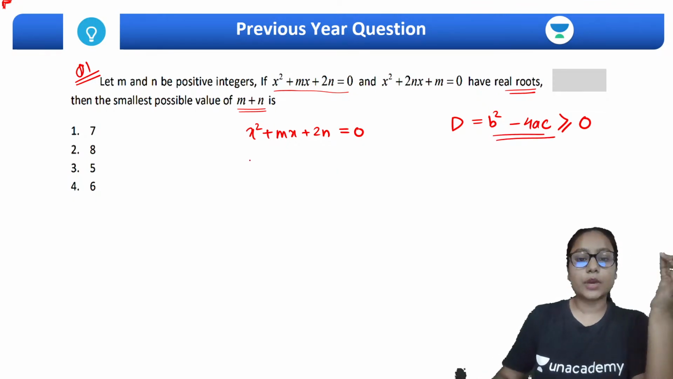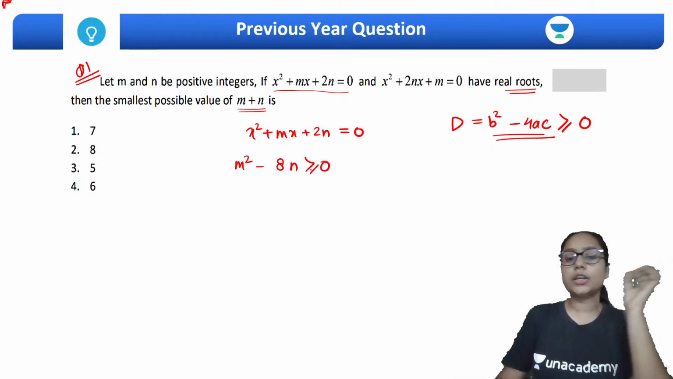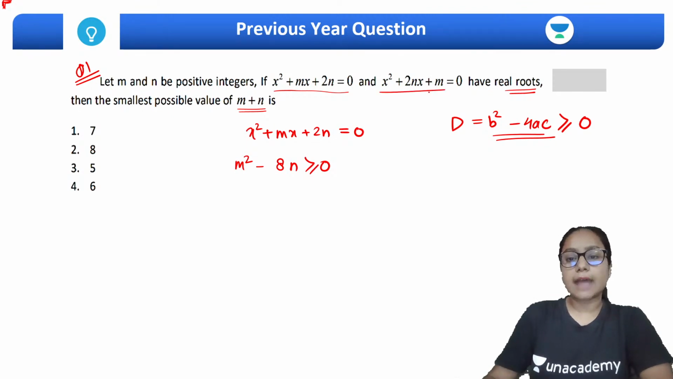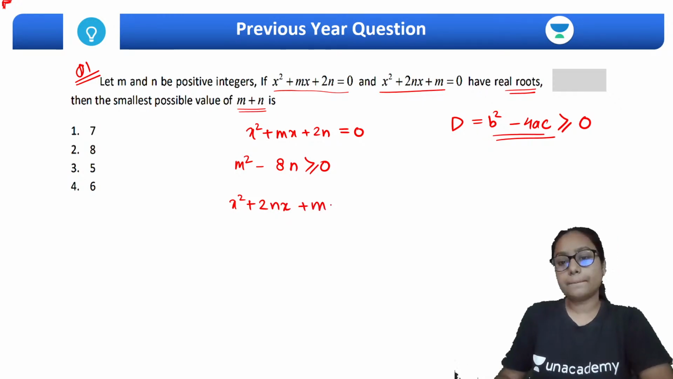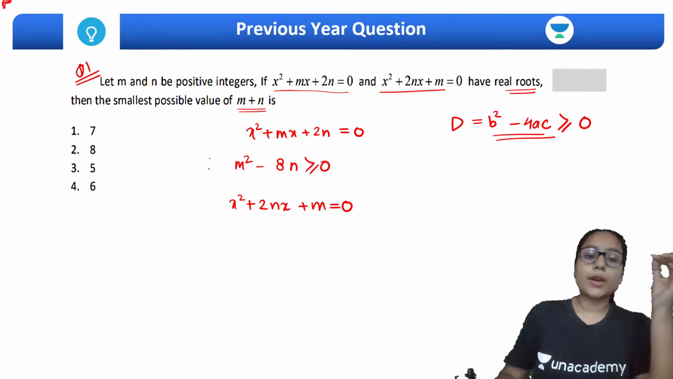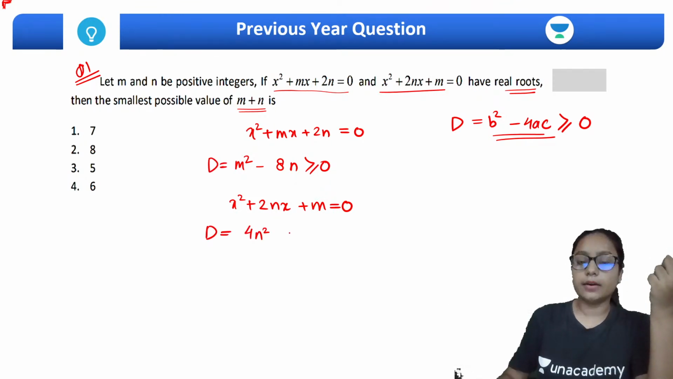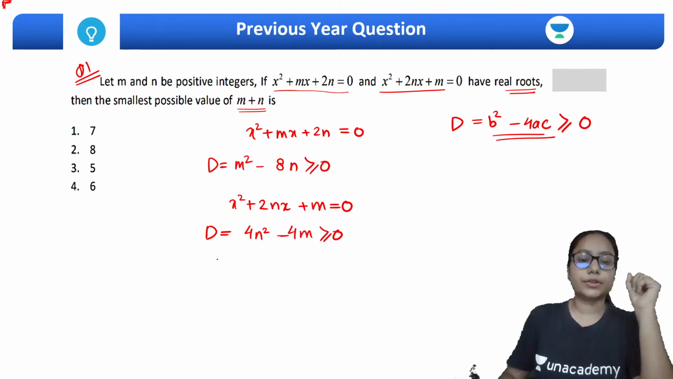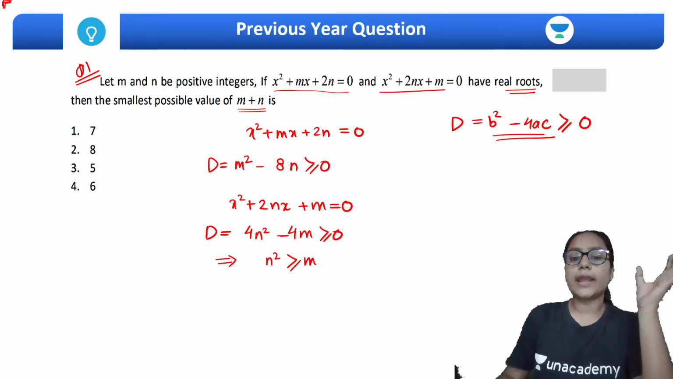So let us find this here. What do you get? m square minus 8n. The value of the discriminant is m square minus 8n. This should be greater than or equal to 0. Now another quadratic equation I have is x square plus 2nx plus m is equal to 0. What is the discriminant here? In this case, the discriminant is b square, that is 4n square, minus 4ac, 4m, greater than or equal to 0. So from here you get n square is greater than or equal to m.